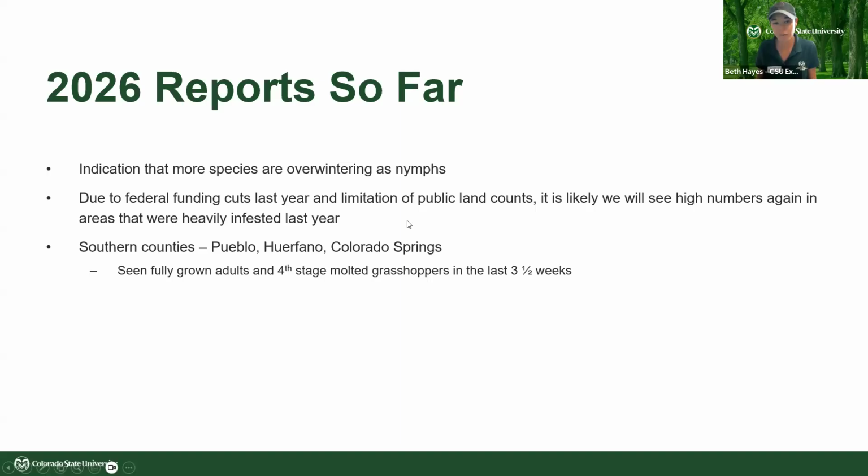There were a lot of federal funding cuts last year, and that limitation of public land counts means that we're likely to see high numbers again in areas that were heavily infested last year, just because they weren't able to get an accurate count, and there were not enough people to go around to do that service. So just know that even if your county isn't necessarily in the red zone, it doesn't mean you won't see a high number. The southern counties like Pueblo, Huerfano, Colorado Springs, those in the valley, have already seen fully grown adults and even fourth stage molted grasshoppers in the last 3.5 weeks.